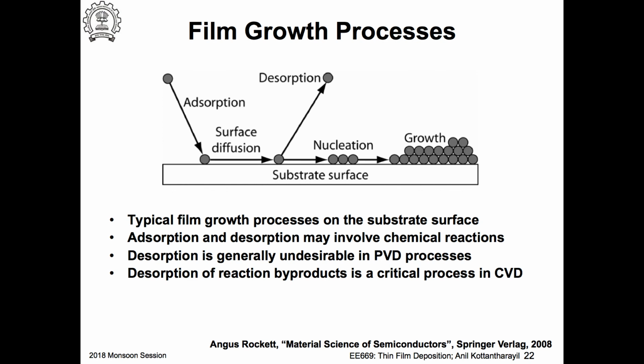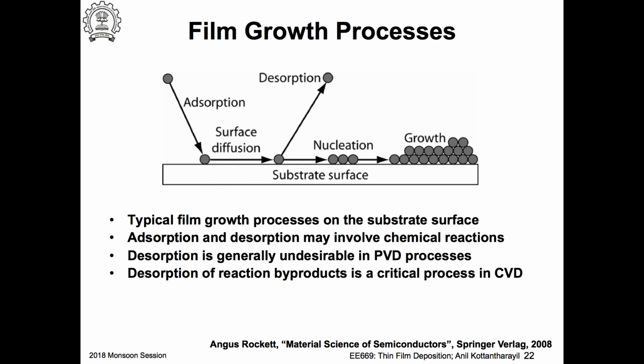Now, if you look at these processes, I can probably control the surface diffusion by providing energy on the surface, right? And I can control this by making the surface more clean, and so on and so forth. Okay. Desorption is not a very desirable process if I am trying to do a physical vapor deposition. Let's say I want to deposit aluminum, and only aluminum is coming and hitting the surface of the substrate. Desorption means lower growth rate, right? I'm losing some material. I don't want that.